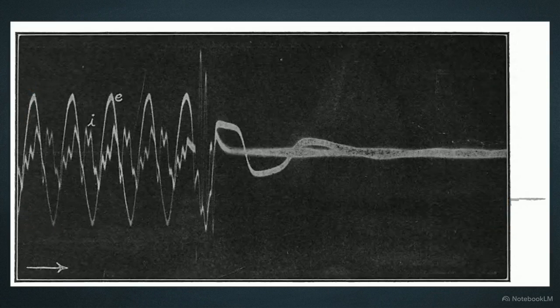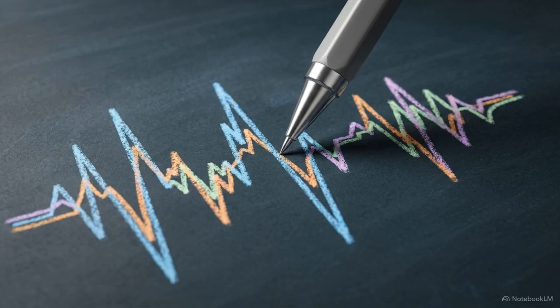On the left, the initial impact registers as a chaotic, high-frequency spike called an impulse. Right after, the data reorganizes into smooth, low-frequency sine waves that slowly decay. The engineering problem is identifying the exact physical mechanism responsible for this transition.